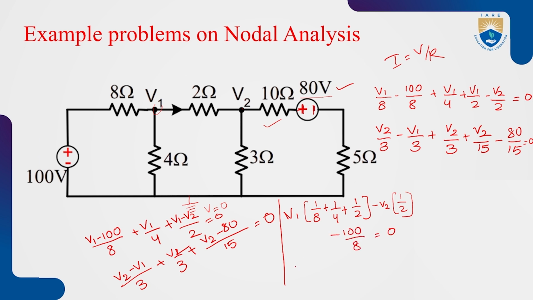And then for V2, minus V1 into 1 by 3 plus V2 into 1 by 3 plus 1 by 3. I'm sorry, here it is 2.